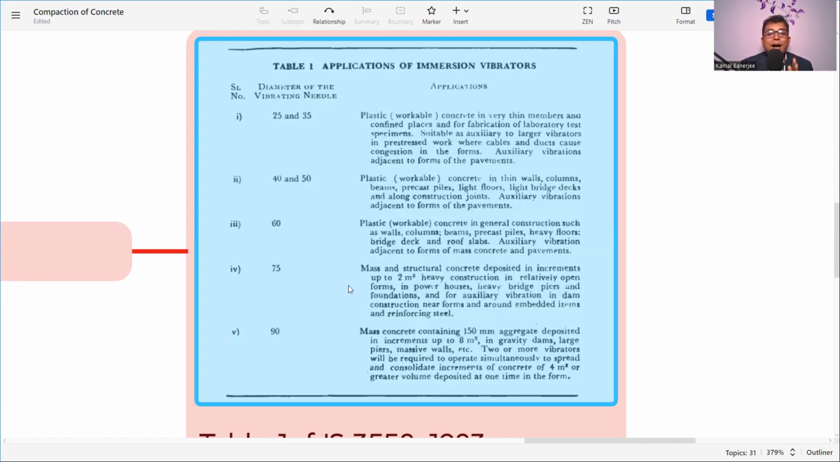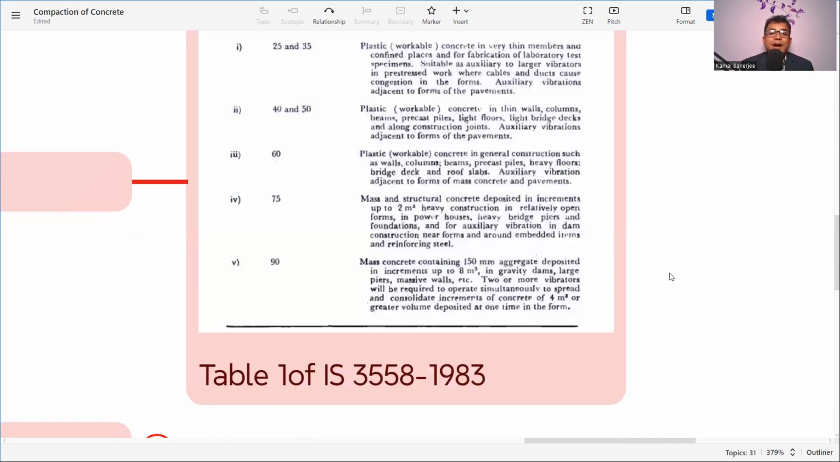Then 75: mass and structural concrete deposited in increments up to 2 cubic meter, heavy construction in relatively open forms in powerhouses, heavy bridge piers and foundations, and for auxiliary vibration in dam construction near forms around embedded items and reinforcing steel. Then diameter 90: mass concrete containing 150 mm aggregate deposited in increments up to 8 cubic meter in gravity dams, large piers, massive walls, etc. Two or more vibrators will be required to operate simultaneously to spread and consolidate increments of concrete of 4 cubic meter or greater volume desired at one time at the form.